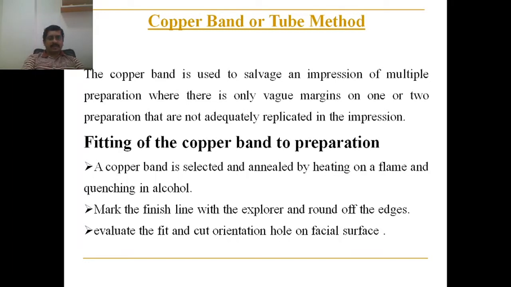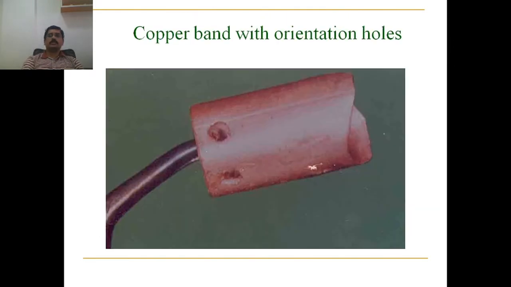So how will we go about that? A copper band is selected and annealed by heating on a flame and quenching in alcohol. Mark the finish line with the explorer and round off the edges. Evaluate the fit and cut an orientation hole on the facial surface to know which surface we are using. We can see here the copper band with the orientation hole on the facial surface, and here the finish line area is trimmed.